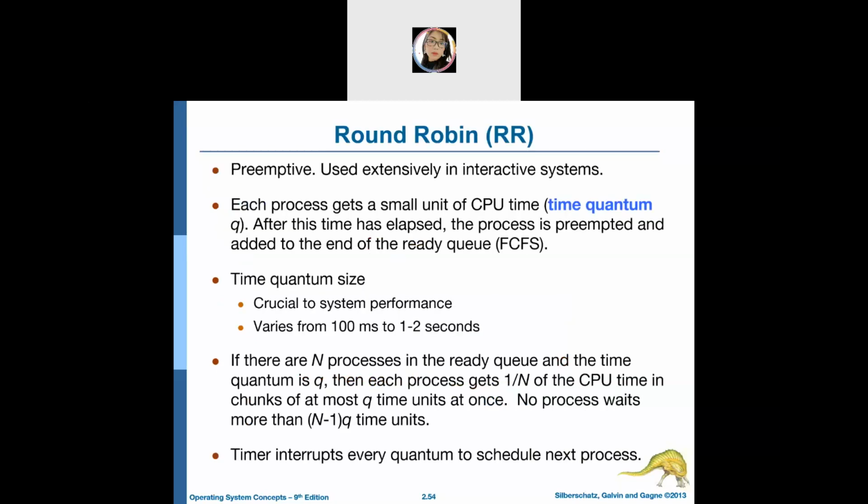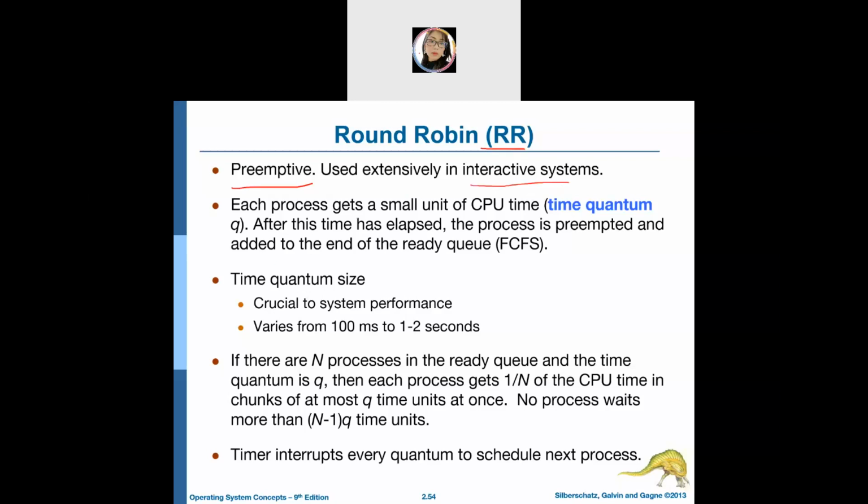Another algorithm is round robin. Normally you have heard about round robin, not only in computing. Sometimes you play around with round robin in a game. So it is similar in your computer in terms of the process. This one is similar to your SRT, which is preemptive. So it is preemptive and used extensively in interactive systems.